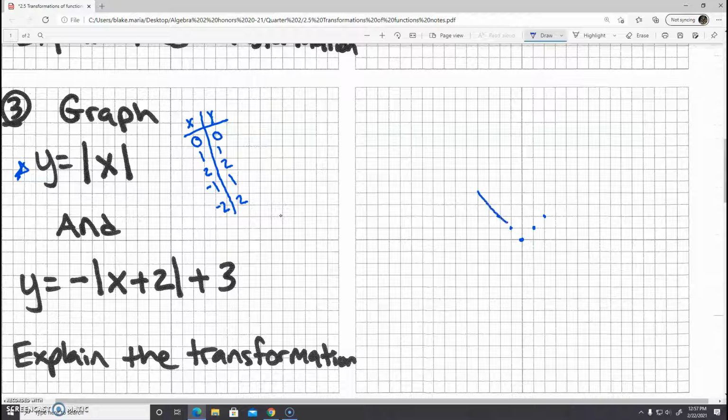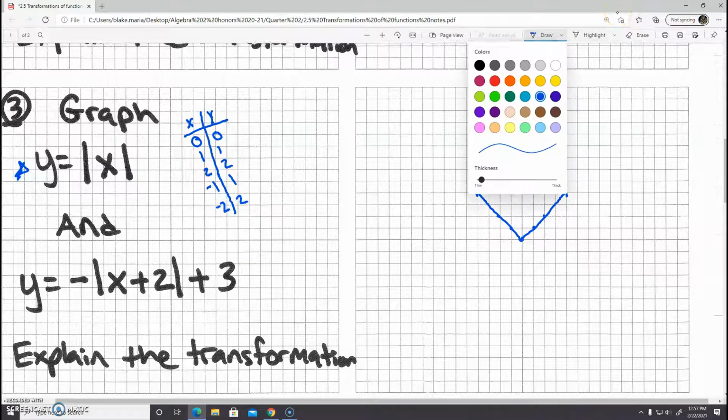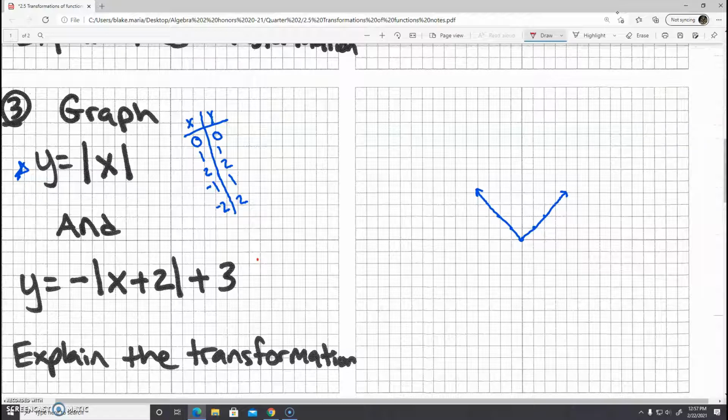And the way I always remember it is absolute value, and it's a V. So value V. And that's how I remember what that graph looks like. Now let's change our color and let's explain what's happening. That negative, we know it's going to reflect. So it's going to flip over. The 2, notice it's grouped with the x. So that's your left and right. Plus, again, is going to move to the left 2. And then on the end, we're going to move up 3.